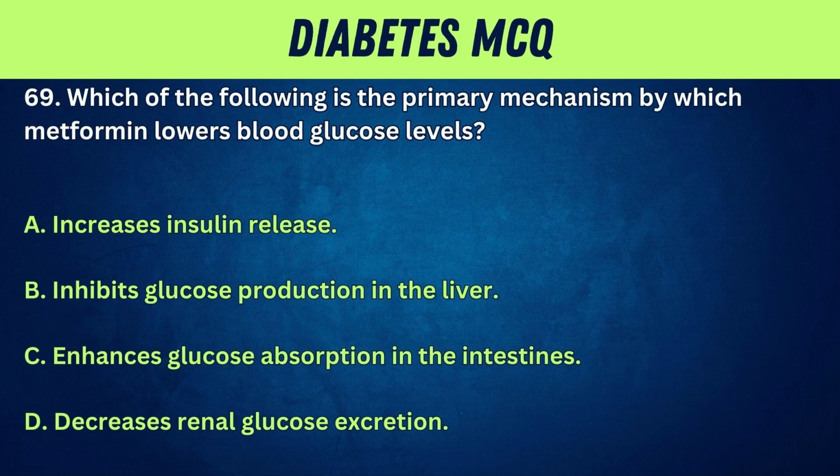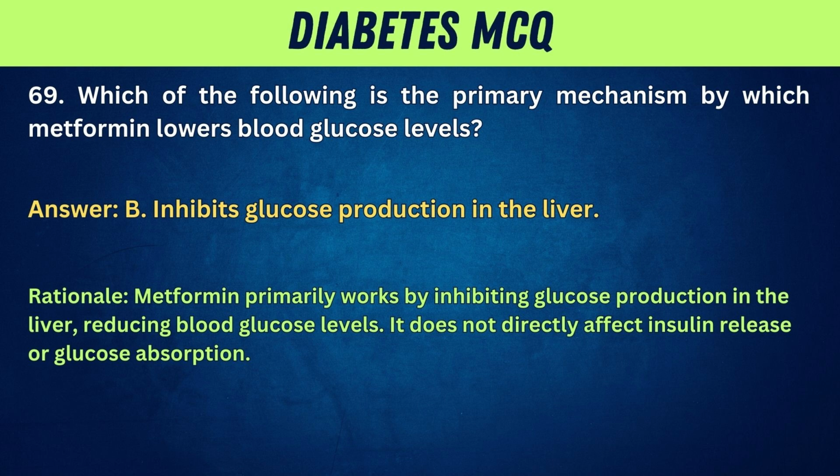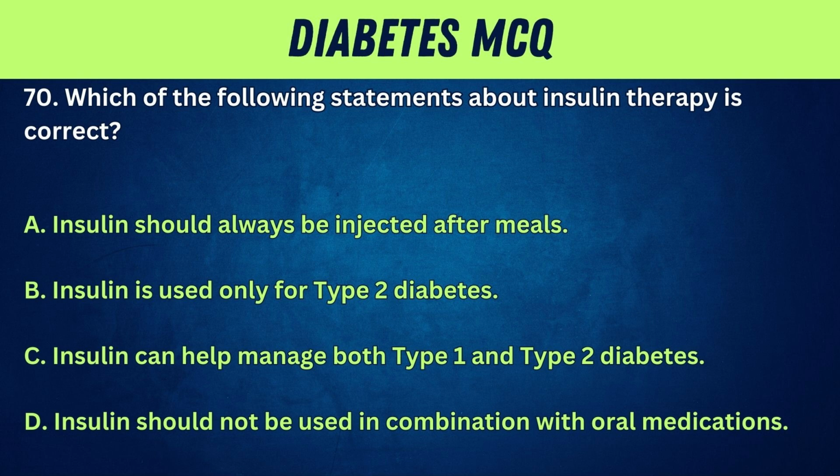69. Which of the following is the primary mechanism by which metformin lowers blood glucose levels? A. Increases insulin release. B. Inhibits glucose production in the liver. C. Enhances glucose absorption in the intestines. D. Decreases renal glucose excretion. Answer: B. Inhibits glucose production in the liver. Rationale: metformin primarily works by inhibiting glucose production in the liver, reducing blood glucose levels. It does not directly affect insulin release or glucose absorption.